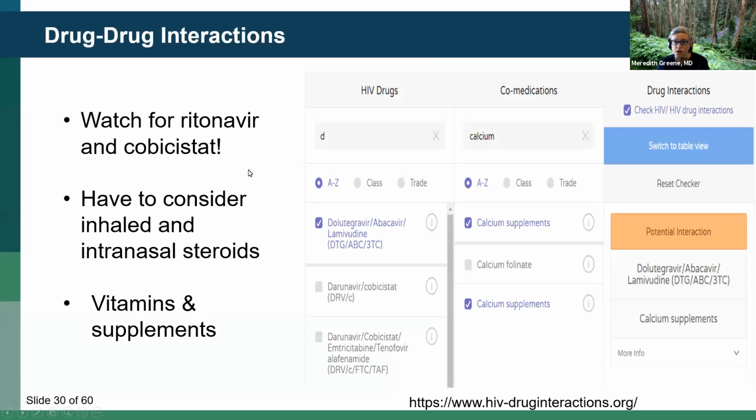Just to point out, for drug-drug interactions, if you're not aware of the HIV Liverpool website, hivdruginteractions.org, you can quickly put in someone's antiretroviral regimen and their calcium supplements or other medications, and it'll pull up whether there's an interaction or not. I just note, of course, ritonavir and cobicistat having significant drug interactions with a lot of medications, including even inhaled and intranasal corticosteroids. And like with dolutegravir in this case, you also need to know vitamins, supplements, other over-the-counter medications someone is taking.